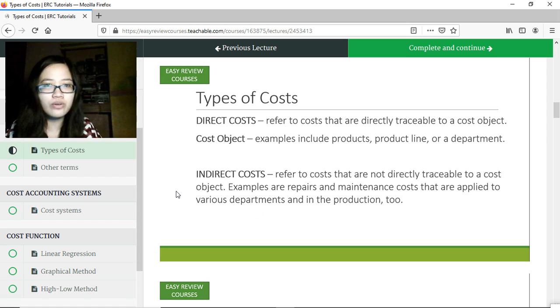And then we have indirect cost, refers to costs that are not directly traceable to a cost object. Example nito, repairs and maintenance costs that are applied to various departments and in the production too. Okay? So sa manufacturing process, we have the manufacturing overhead, indirect cost yun. And then outside of the production process, syempre we have the general and administrative expenses. Those are also indirect costs. So indirect siya kasi, not directly traceable dun sa ating end product. Okay, so that's why it's called indirect cost.